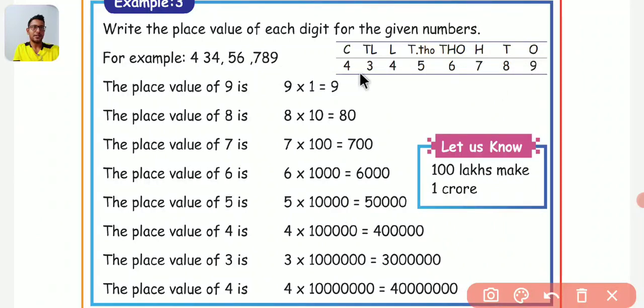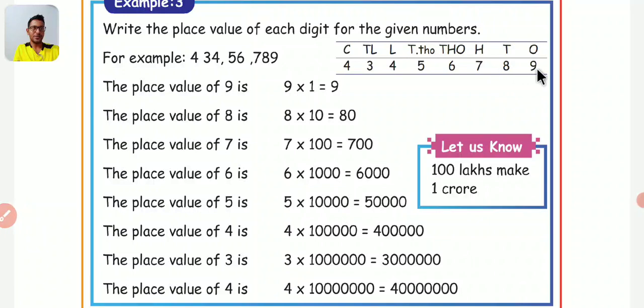What is that number? They are writing, you know, 4, 3, 4, okay. Here they are writing that number. So, first one is in which place? 9 is in which place? Ones place. O means ones. 8 is in which place? Tens place, T-E-N-S, tens place. T is the short form of tens, okay. 7 is in hundreds place, 6 is in thousands place, 5 is in ten thousands place, 4 is in lakhs place, 3 is in ten lakhs place, 4 is in crore place, okay. You just keep it in your mind.